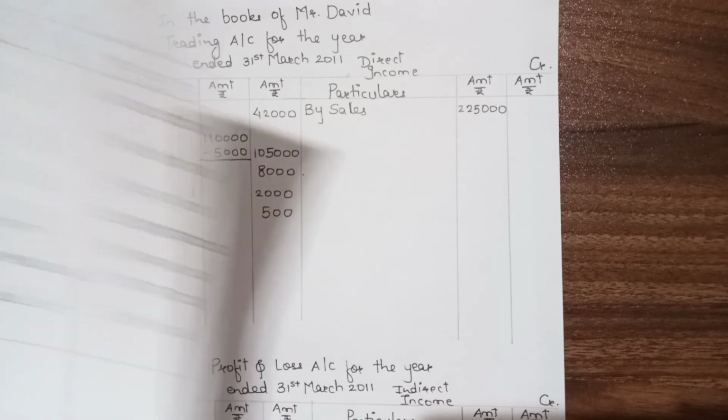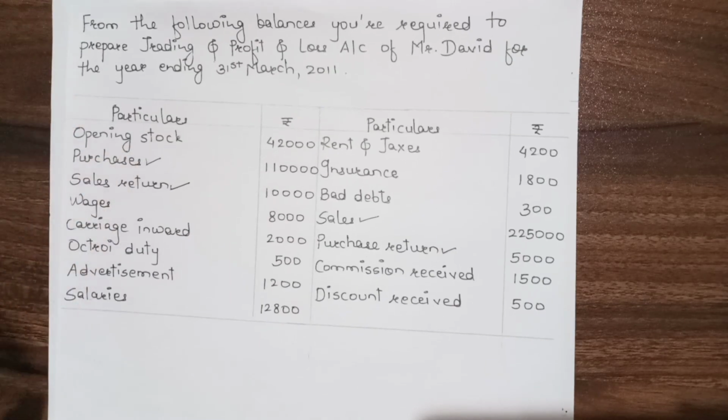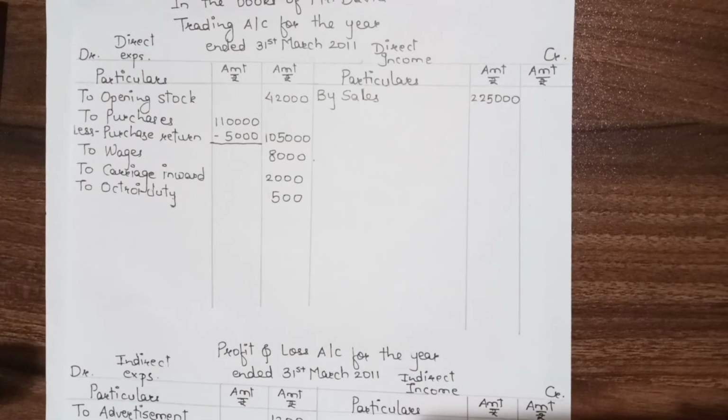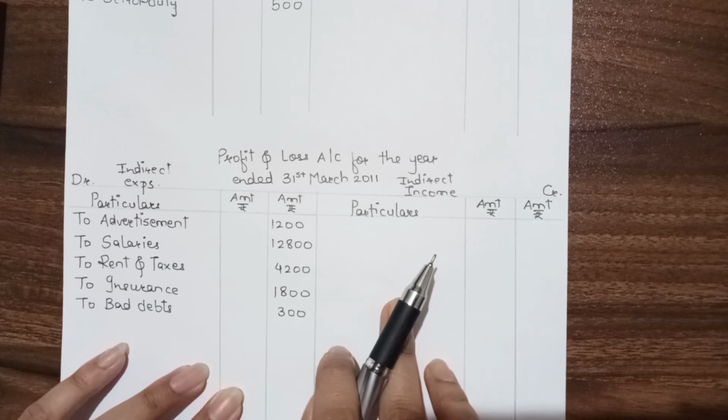Next one. Commission received. Now this is going to be your indirect income because you have received it. So where will it appear? In the profit and loss account, on the credit side. It is not directly related to your business, but you are still receiving it. That is why you have to record it on the credit side of the profit and loss account.